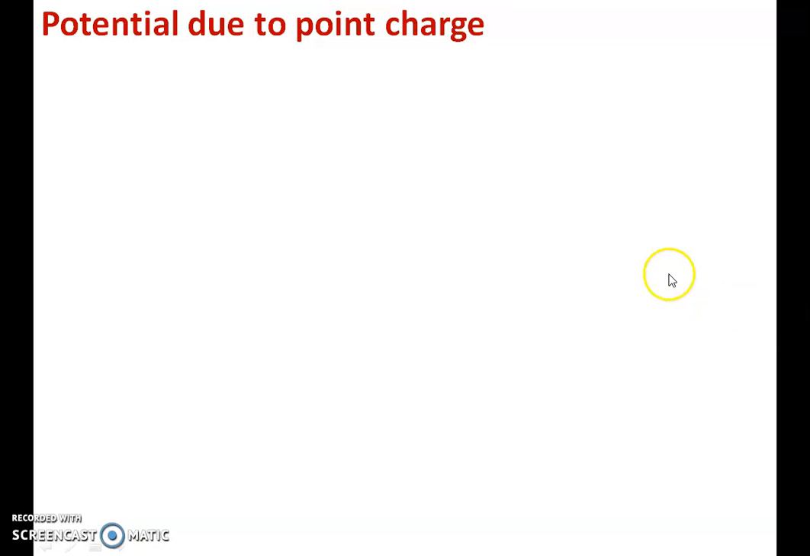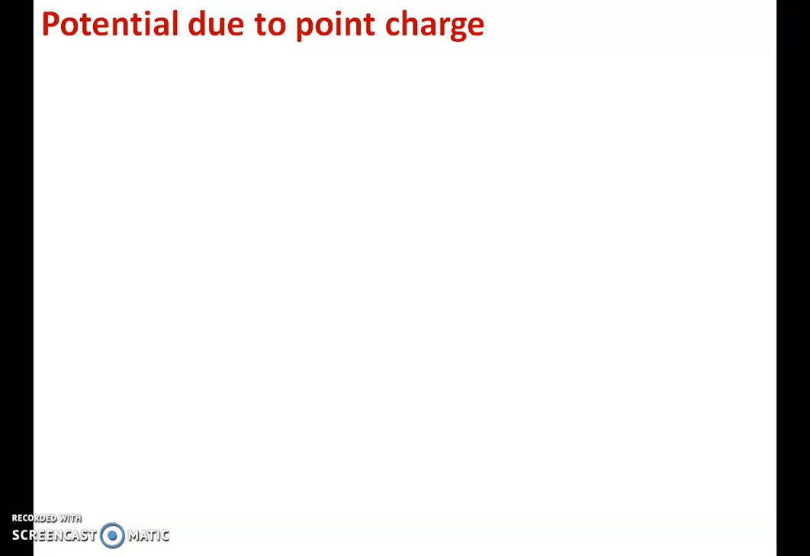In this video, we will see potential due to point charges. In last videos, we saw what is work done, what is potential at that point, what is potential difference, and what is line integral. So, if you recall in last video, what is potential? Potential is the work done to move a unit charge from infinity to a particular point. So that is called potential at a particular point.